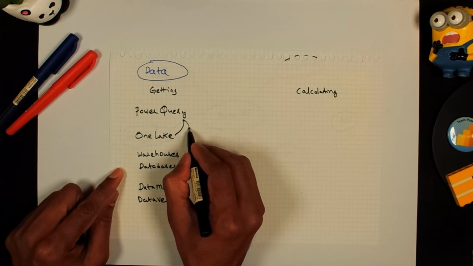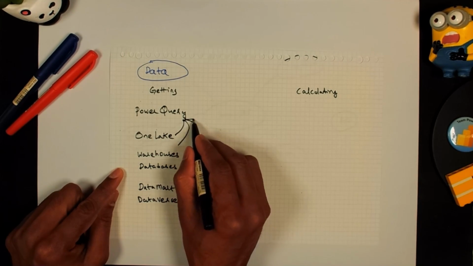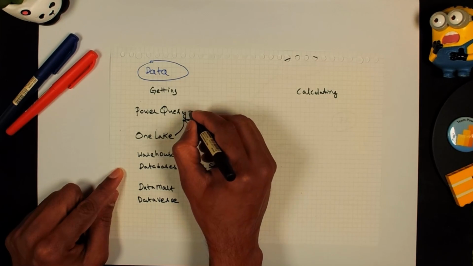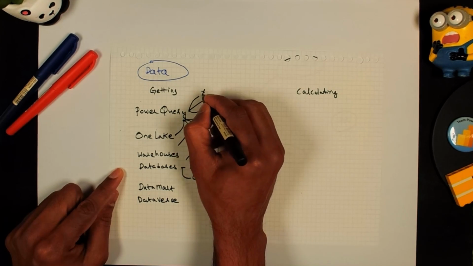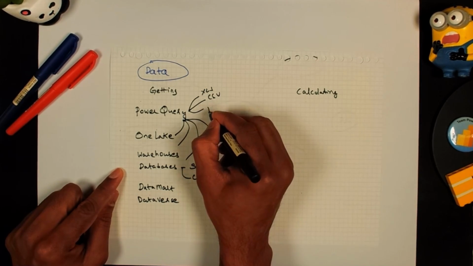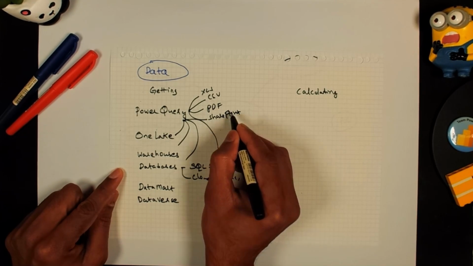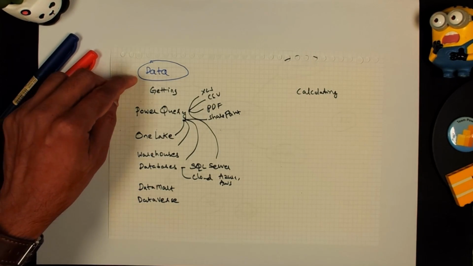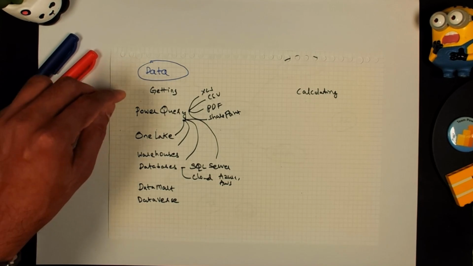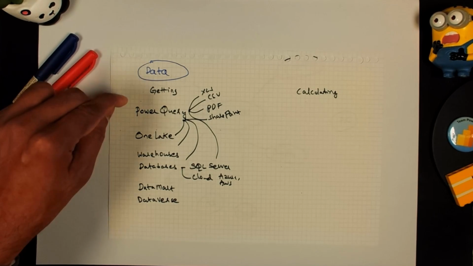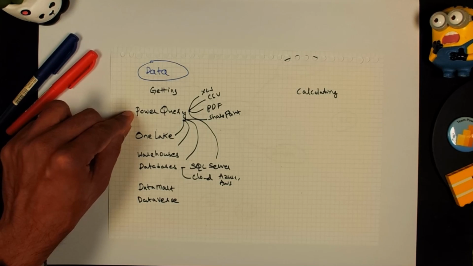So Power Query, think of that as having connections to all of these things, but also other stuff like XLS, CSV, PDF, even SharePoint, pretty much anything really. So this is why when we talk about Power BI and understanding the key data technologies of it, Power Query is the first thing that you need to understand.